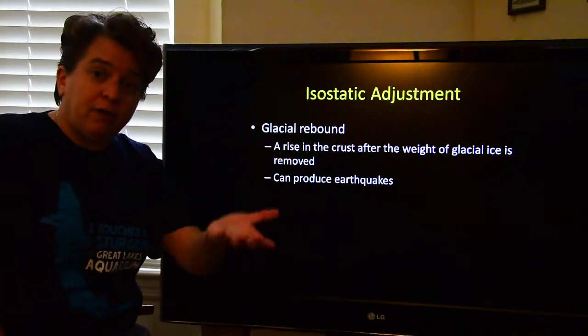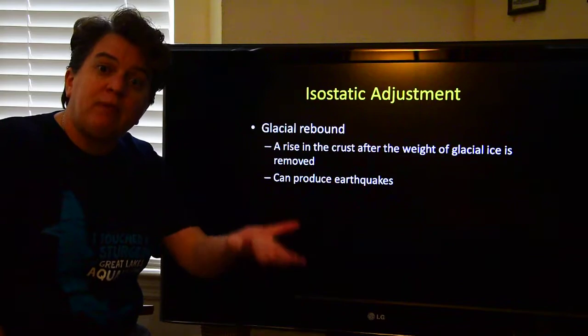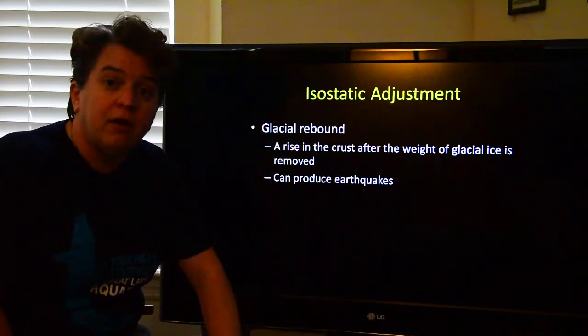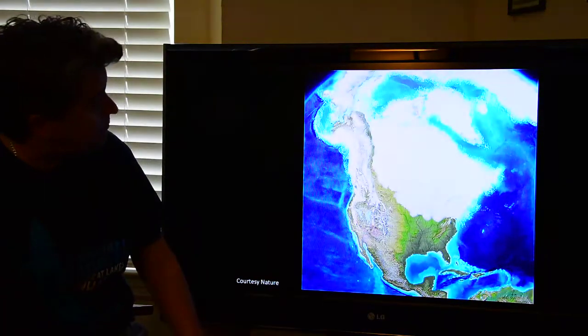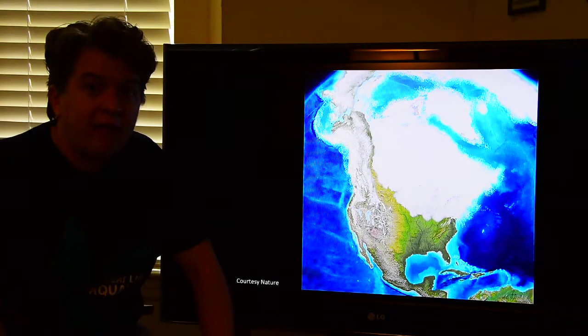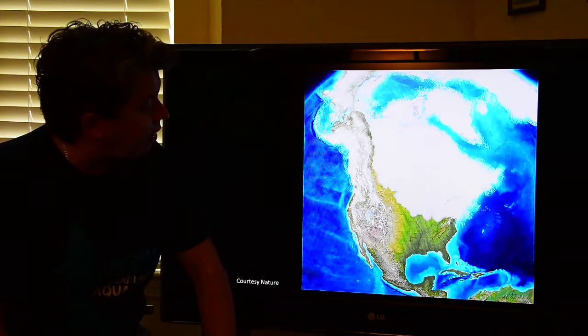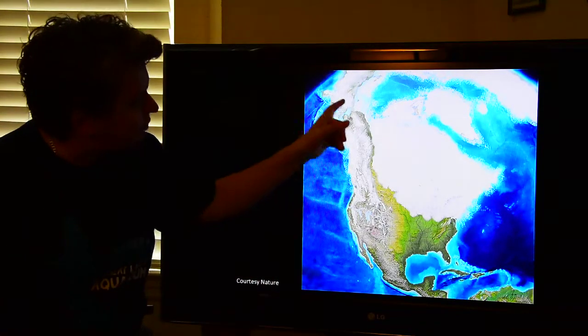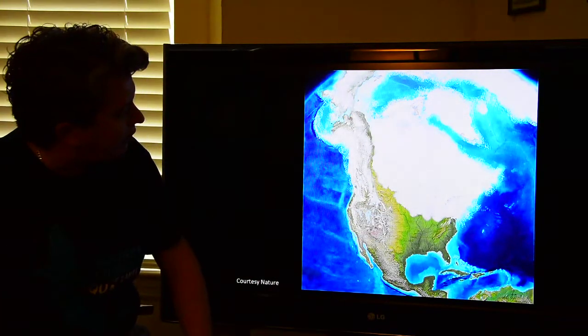And as the crust adjusts itself, as it rebounds from the weight of the glacial ice, you can actually have earthquakes occur as a result of this. So in any case, this is looking at the last major time we had ice covering much of North America during the last ice age. So ice covering all this area.